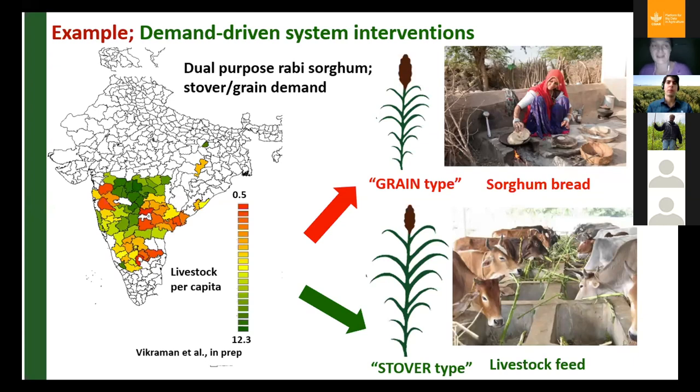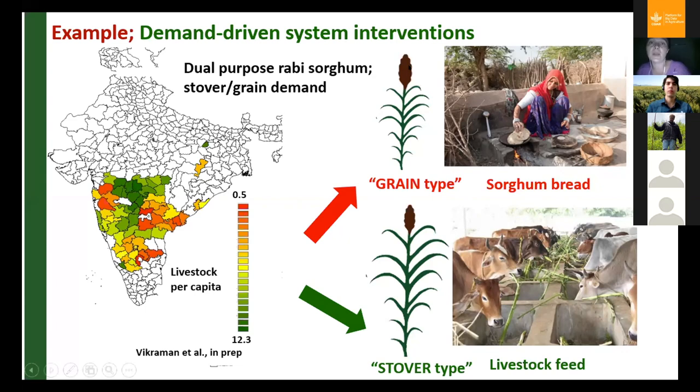So you will see what effect it had. We had this information from our socio-economic team on this map on the left, which shows the ratio of livestock per capita. If you have a green color, you have more cattle than people, and if you have a red color, it's vice versa.